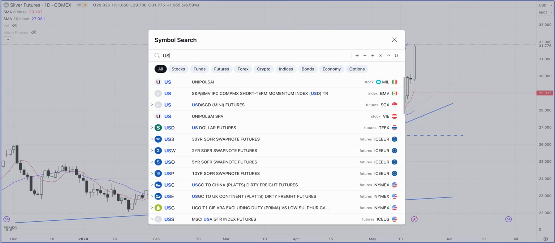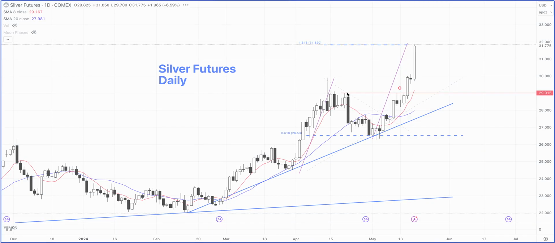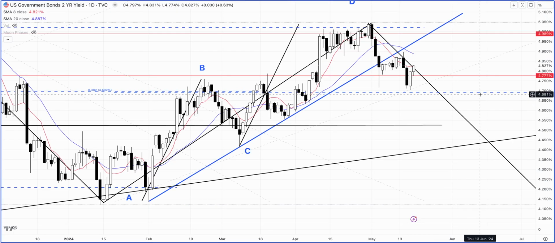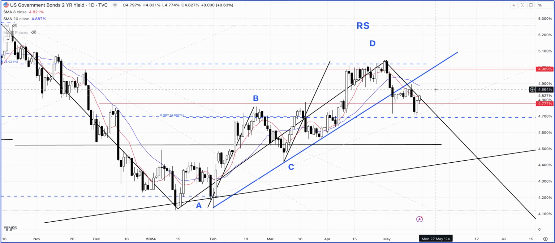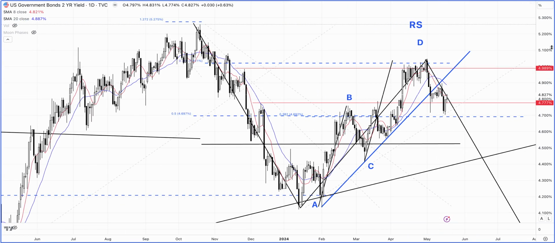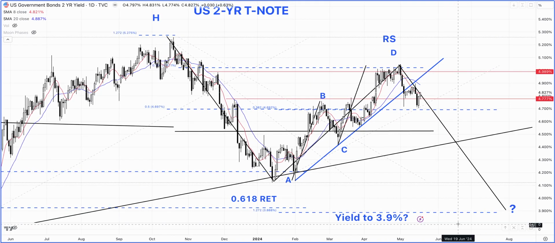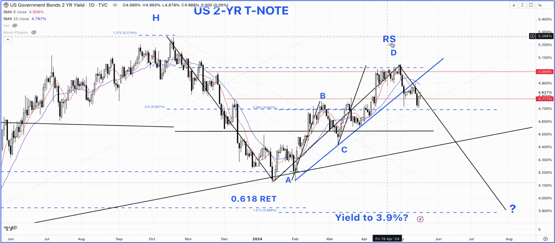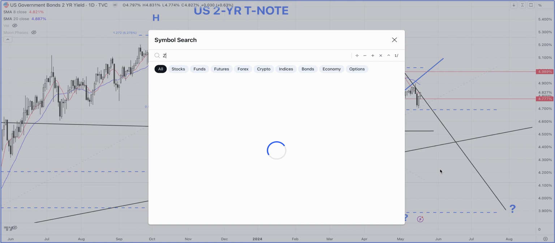Now let's take a look at the yields. We'll start by taking a look at the 2-year treasury note and see how it did. So it's the second day that the yields have been going up, so that's an interesting development. This longer term pattern that we were watching could in fact see the yields go as low as 3.9% if we are in this leg lower. So we'll have to wait and see.